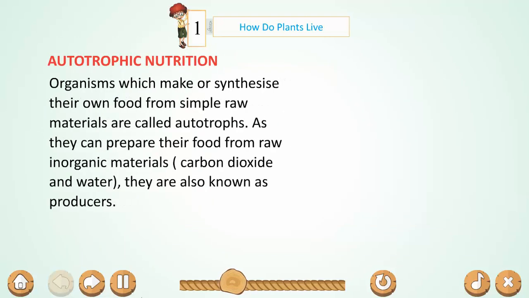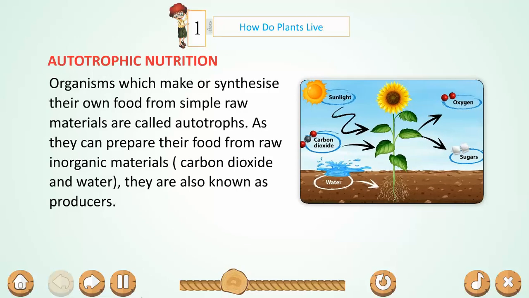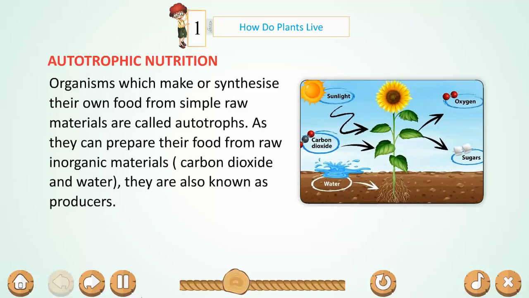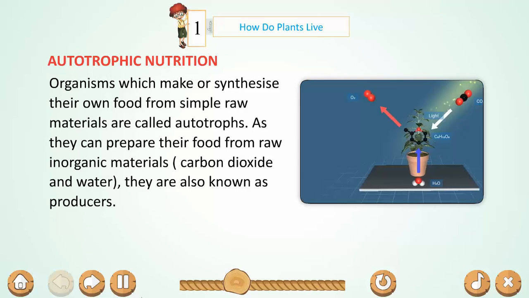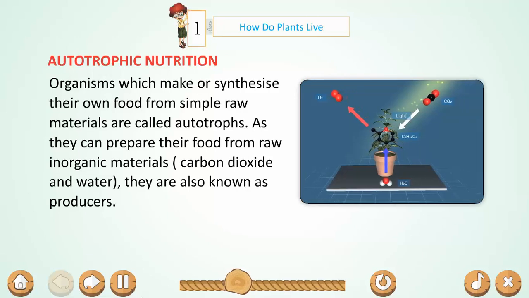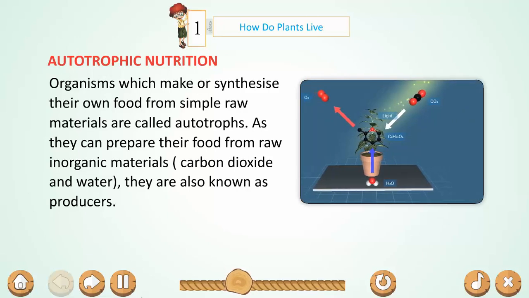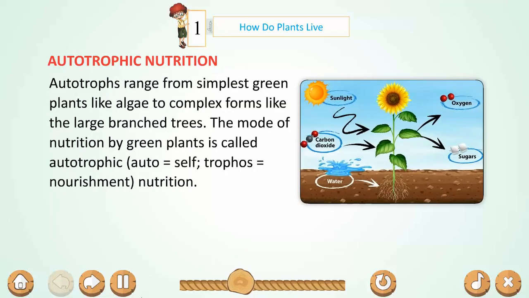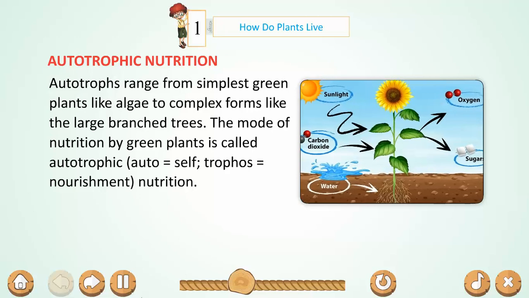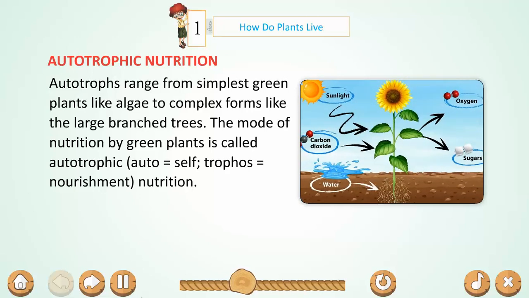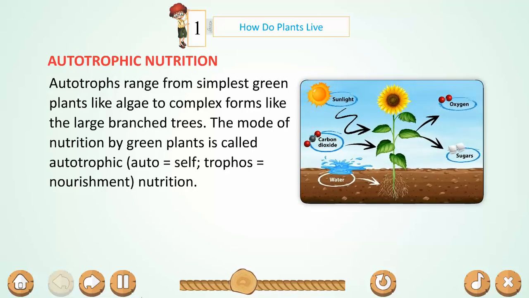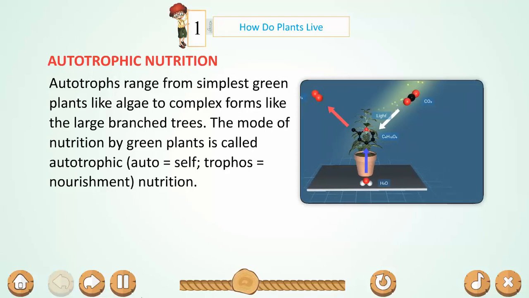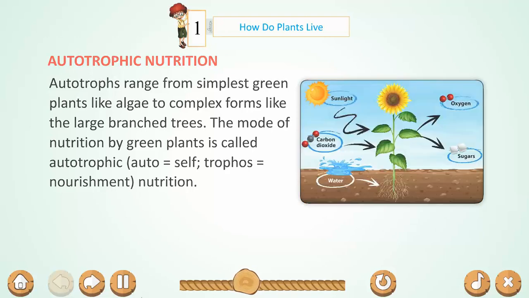Autotrophic nutrition. Organisms which make or synthesize their own food from simple raw materials are called autotrophs, as they can prepare their food from raw inorganic materials, carbon dioxide and water. They are also known as producers. Autotrophs range from simple green plants like algae to complex forms like the large branching tree. The mode of nutrition by green plants is called autotrophic. Auto equals self, trophos equals nourishment, nutrition.